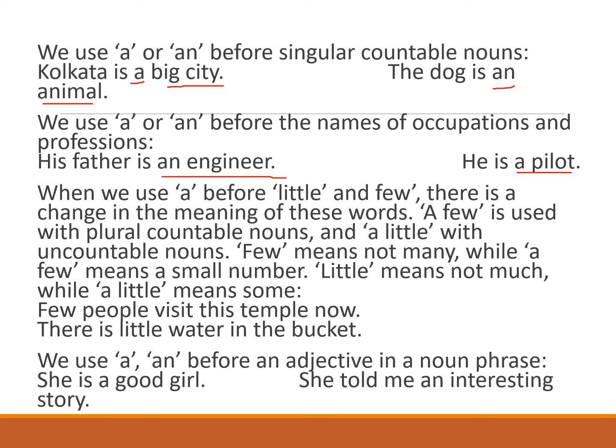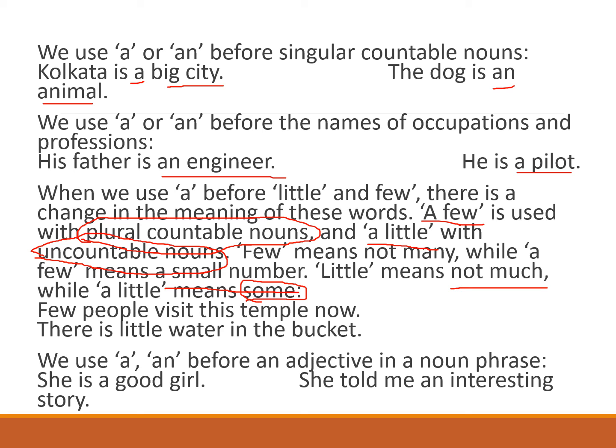When we use "a" before "little" and "few", there is a change in the meaning of these words. "A few" is used with plural countable nouns and "a little" with uncountable nouns. "Few" means not many and "a few" means a small number. "Little" means not much, while "a little" means some.